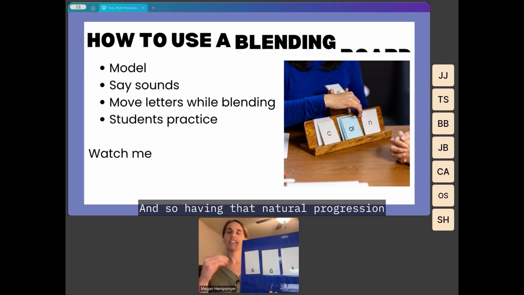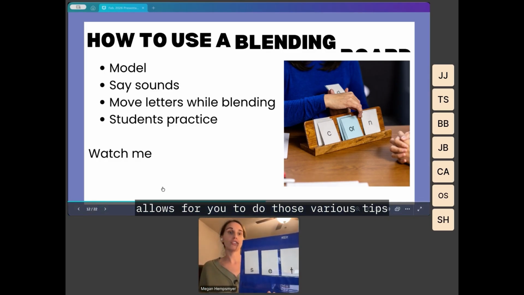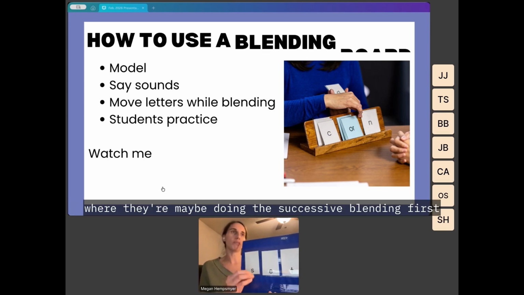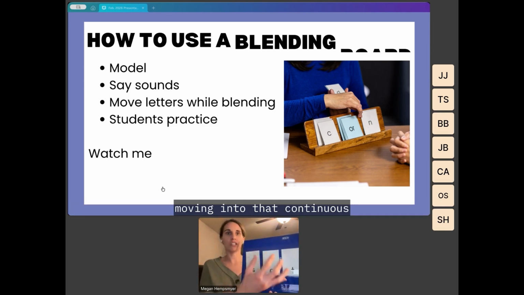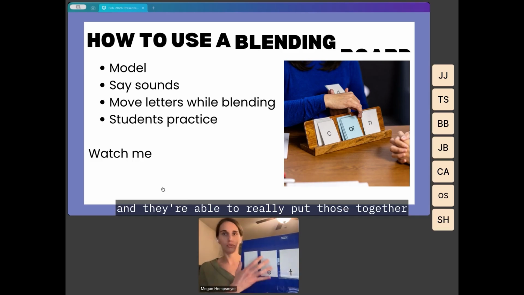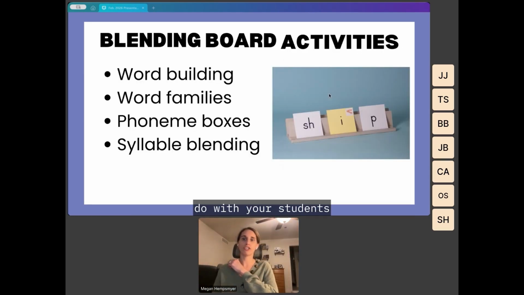And so having that natural progression, like the word ladders, like I said, allows for you to do those various tips that we talked about, where they're maybe doing the successive blending first, moving into that continuous and that final blending, and they're able to really put those together. So a couple different activities you can do with your students.